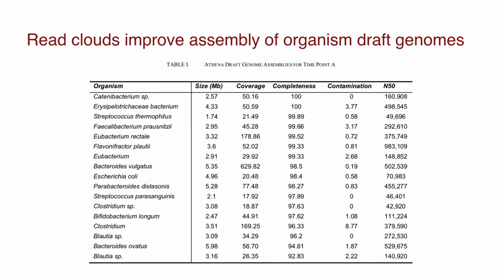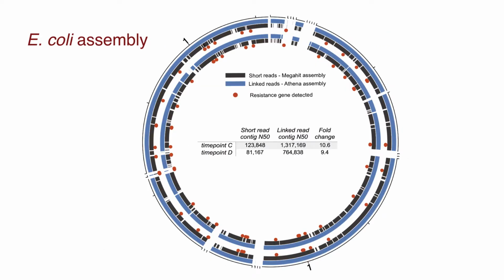So now if we look at how well we were able to assemble E. coli specifically, here is a Circos plot showing the draft genomes for E. coli for time point C in the outer track and time point D in the inner track. So each track shows both a blue and a dark gray assembly, where the blue assembly is from the read cloud sequencing and the Athena assembler, and the dark gray assembly is from the conventional sequencing with a MegaHit assembler.